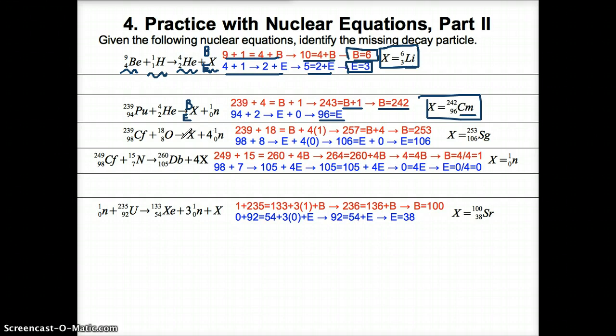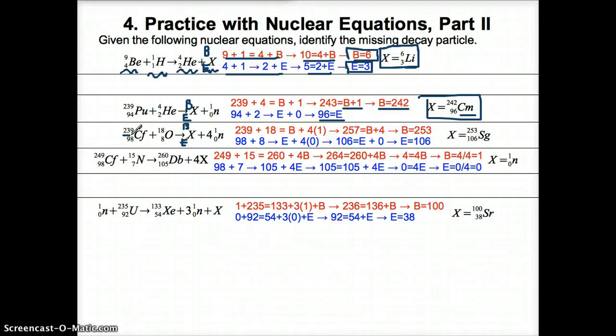All right, here it's a little trickier because what you have here is B and E for X as always. But what you need to do a little differently here is, for this neutron, since it's 1, 0, n with the 4 in front, you actually have to multiply 4 times 1 and 4 times 0. Because remember, whenever you have a coefficient according to our steps, you have to multiply by both the mass and charge.